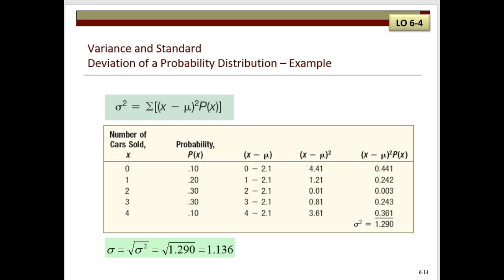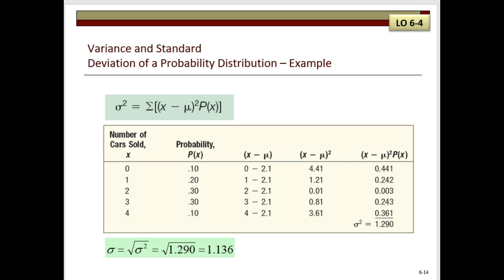After obtaining the mean of x, which we denote using the Greek letter mu, we subtract it from each of the outcomes x. The differences are squared and multiplied by the respective probabilities of x, and the products are summed. This is shown in the column right here, in this column. The sum of this column is the variance of the probability distribution, which is denoted as sigma squared right here.